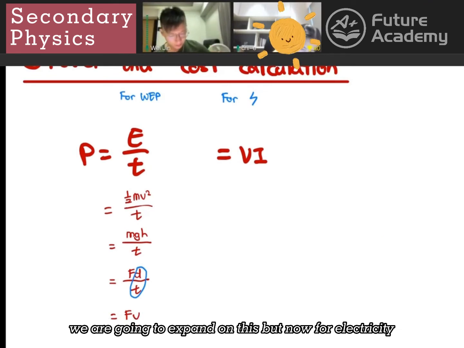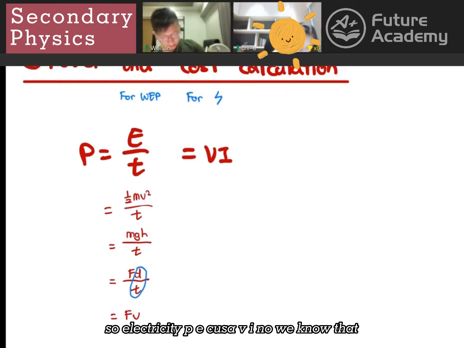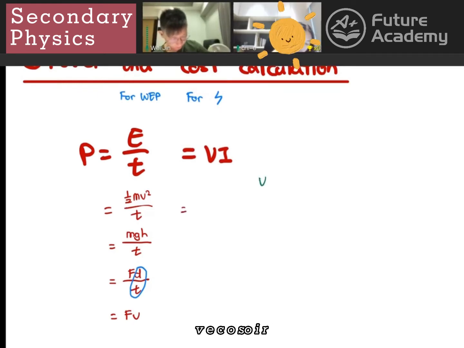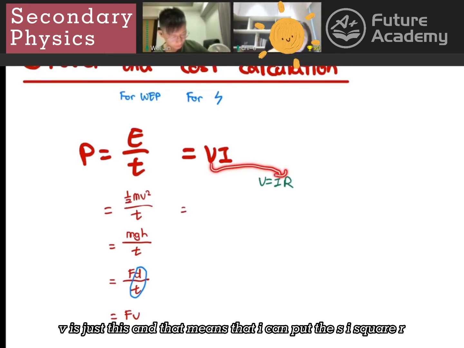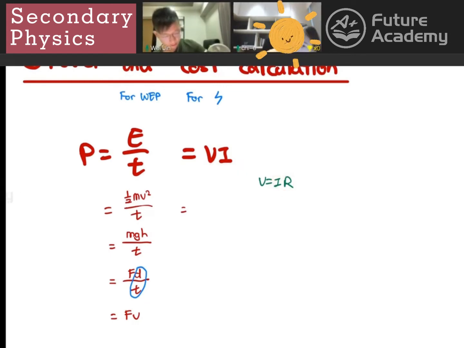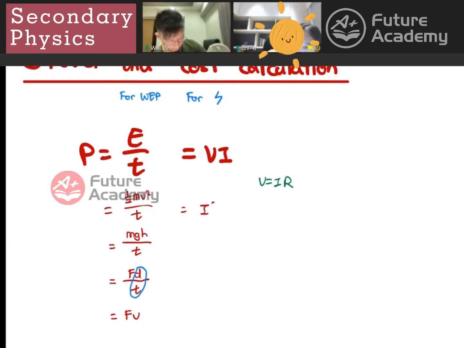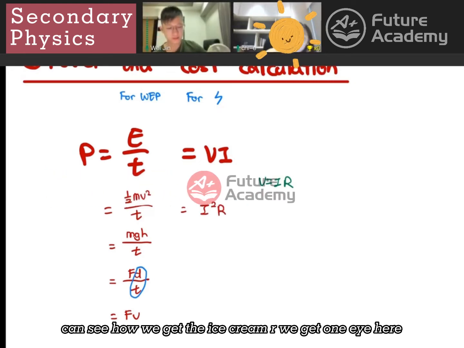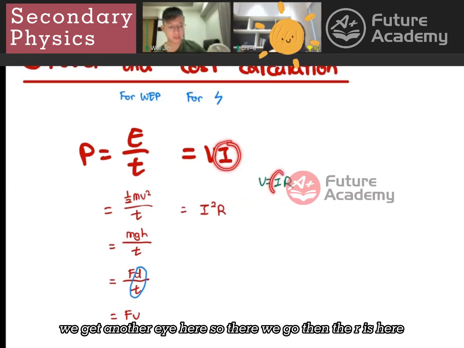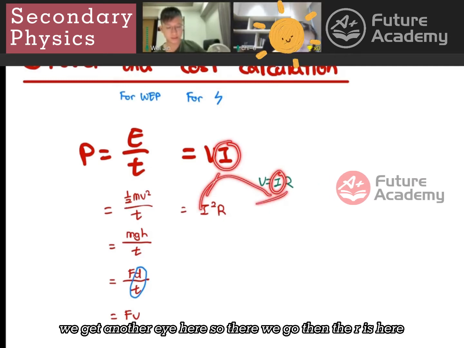Similarly, we are going to expand on this, but now for electricity. So electricity, P equals VI. Now, we know that V equals IR. So if V equals IR, then what is V? V is just this, and that means I can put it as I squared R. Can you see how we get the I squared R? We get one I here, another I here, and then the R is here.